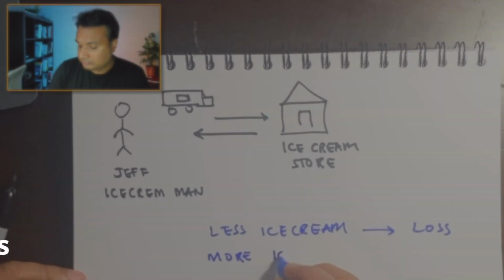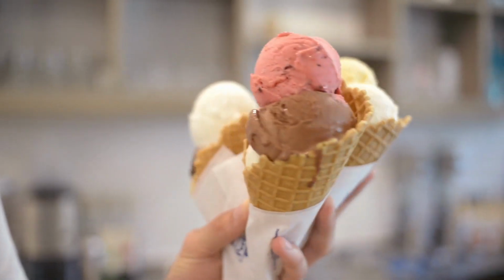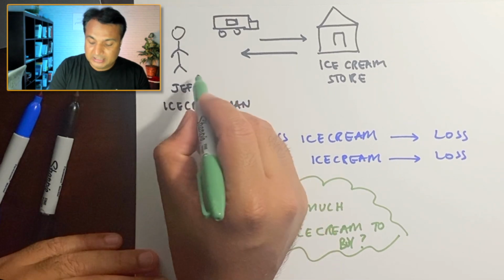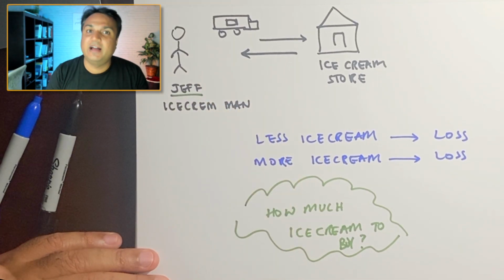And Jeff has a problem. If he buys less ice cream than he's able to sell on that day, then he suffers a loss. And even if he buys more ice cream than he's able to sell in that day, because he's not able to keep it overnight, ice cream goes bad and again he suffers a loss. So he needs to figure out the right amount of ice cream he should be buying each particular day so that he doesn't buy too much and doesn't buy too little. That is the question Jeff has to find a solution to.